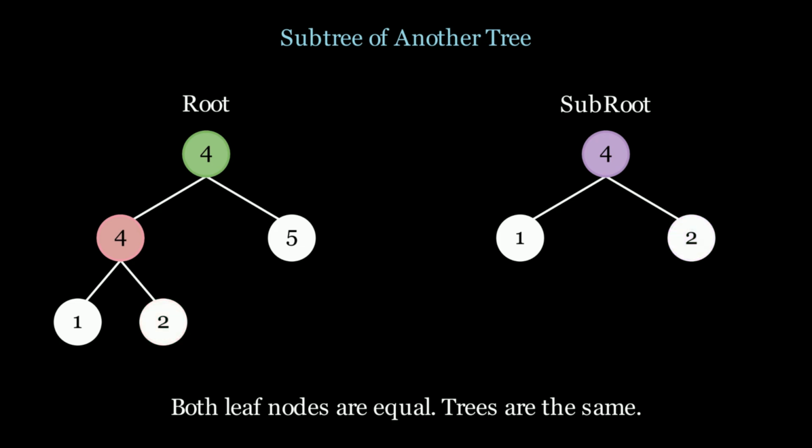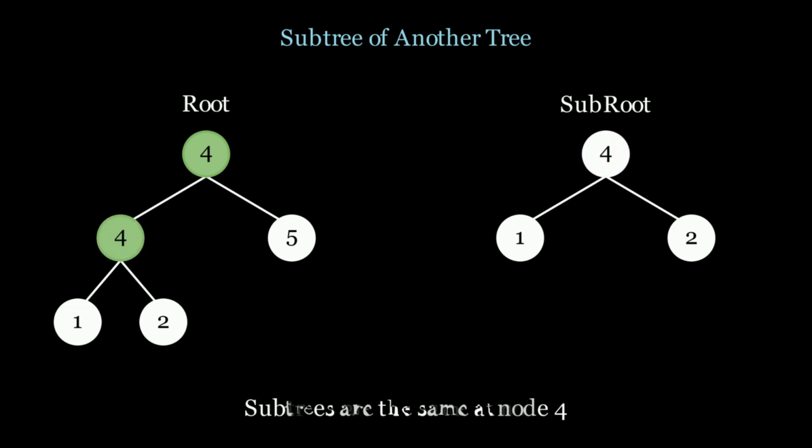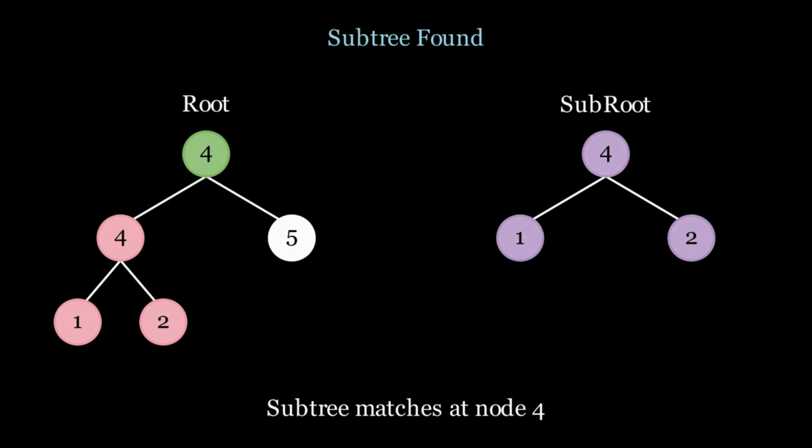Now we go back up to 4, and the nodes at 4 were equal. They had the same value. The left and right subtrees were equal as well. And so we found a match at 4, right? These two subtrees are identical. They have the same shape and the same values. So we found a match over here, and we're done with the algorithm. We actually found a subtree in root that's identical and equal to subroot.